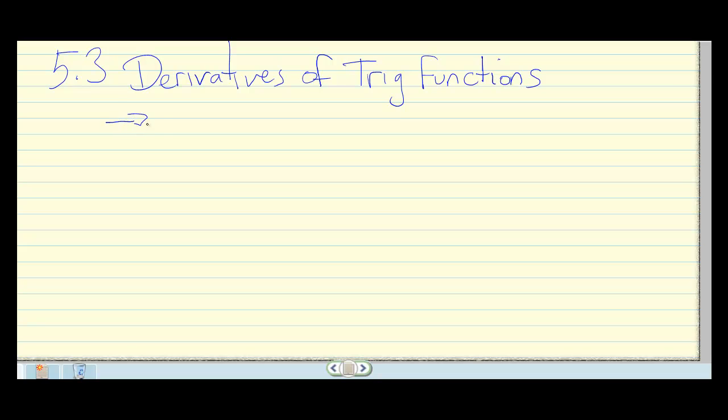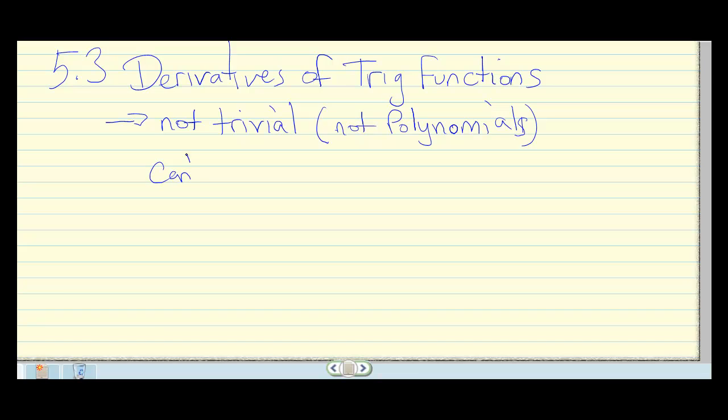But these are not trivial in the sense of being much more difficult than the polynomials. Right? These are not polynomial derivatives, which are really all of the derivatives we looked at up to this point. So that means that to a great degree we can't use this relationship. We have to come up with a different relationship to use. So let's go ahead and take a look.